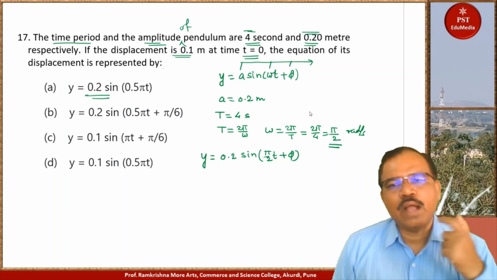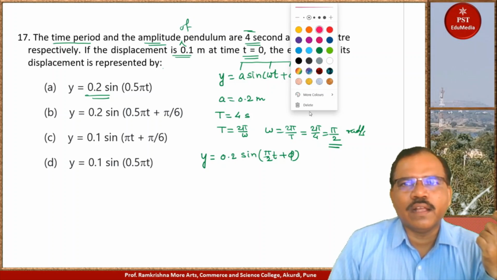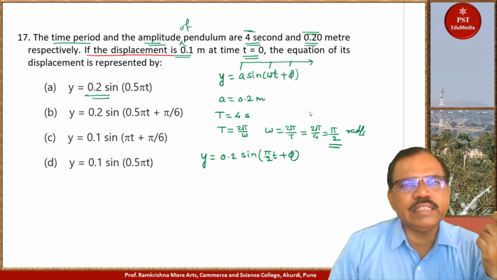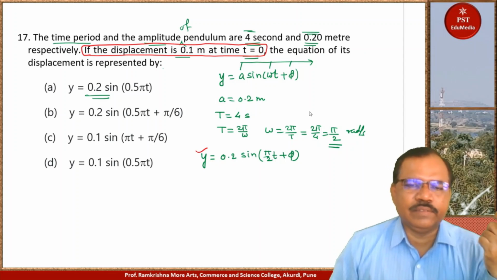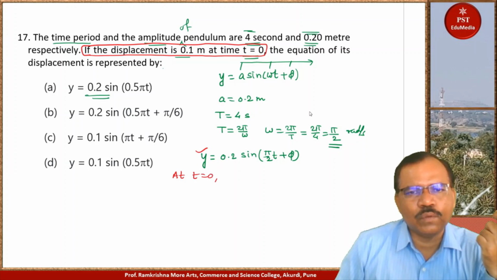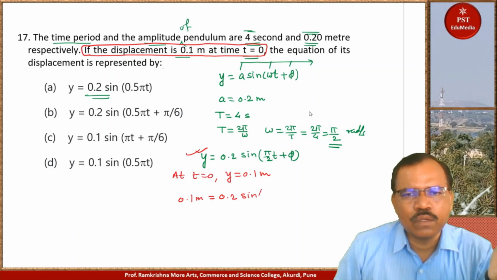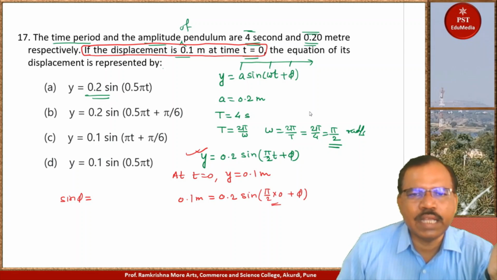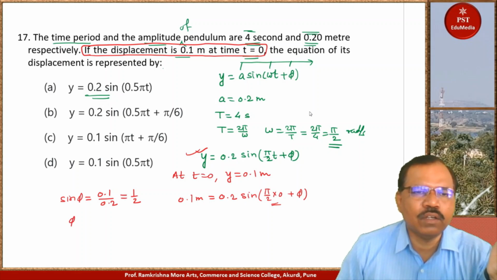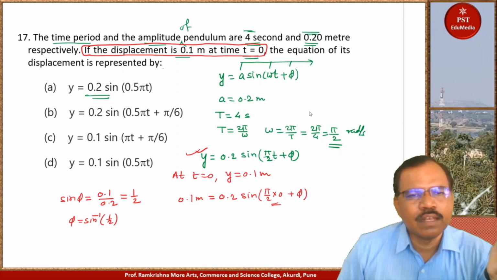Now we have to find phi. How can we find phi? So let us see this next one. If the displacement is 0.1 meter at t is equal to 0. So we have already got equation. So at t is equal to 0, what is y? Y is 0.1 meter. So put here. So 0.1 meter is equal to 0.2, that is also in meter, sine of pi by 2 into 0 plus phi. Now if we take here, so we'll get sine phi. This is 0. So sine phi is equal to 0.1 divided by 0.2. So this is 1/2. So phi is what? Sine inverse 1/2. Now what is sine inverse 1/2?